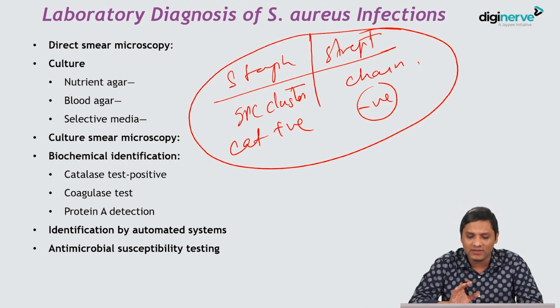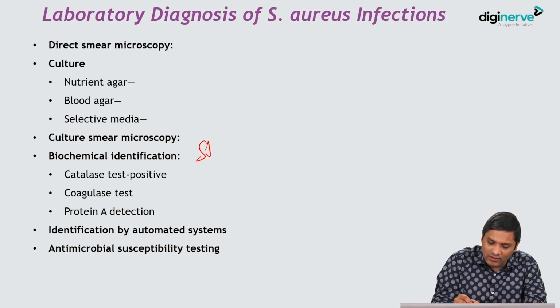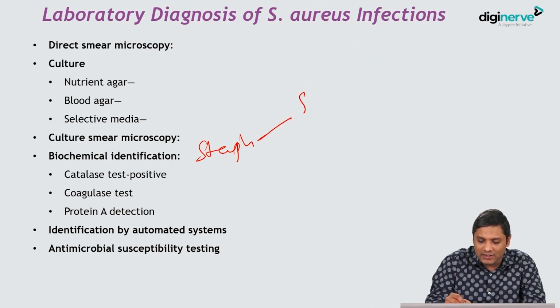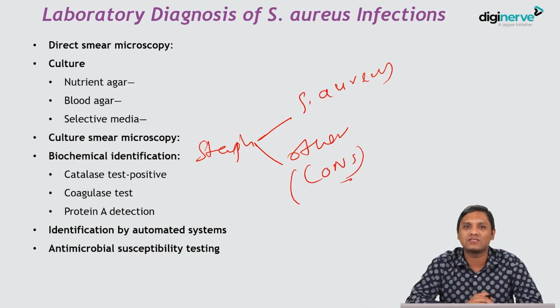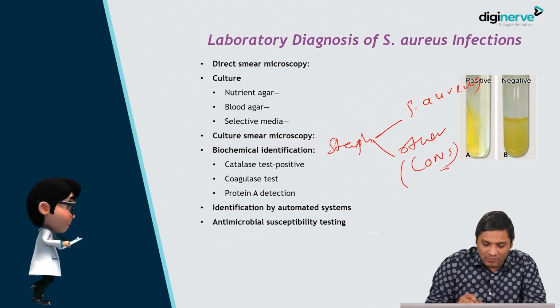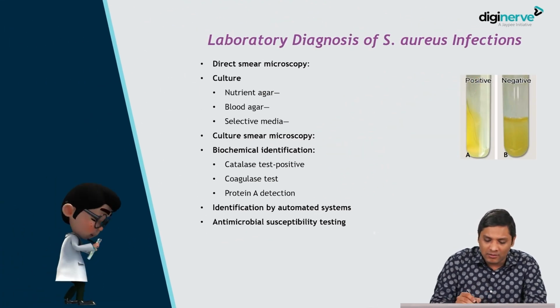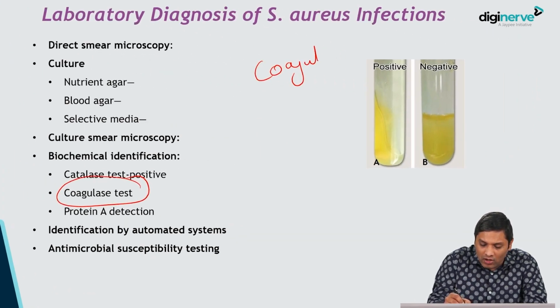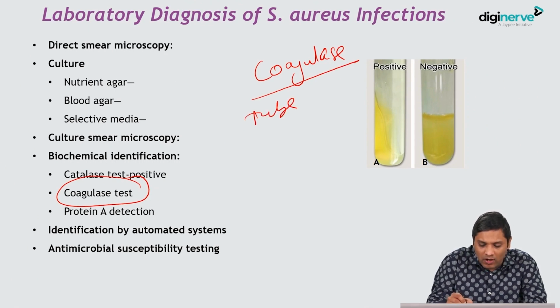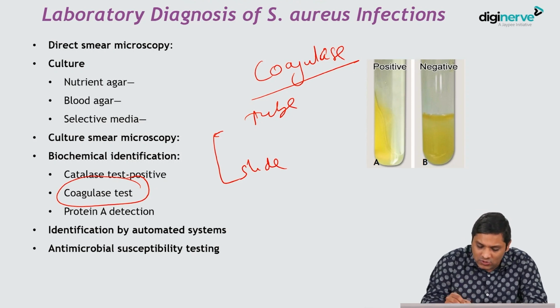After you differentiate, when you know that it is staphylococcus, the question is whether it is Staph aureus or other staphylococcus species, which are called coagulase negative staph. That differentiation can be done by performing various biochemical tests. The most important is the coagulase test. This is a picture of the coagulase test. Coagulase tests are of two types, tube coagulase and slide coagulase. The picture focused here is tube coagulase.